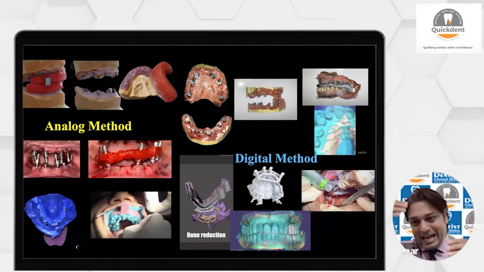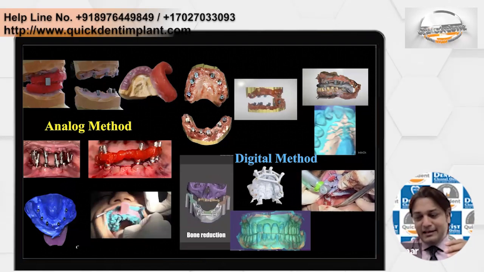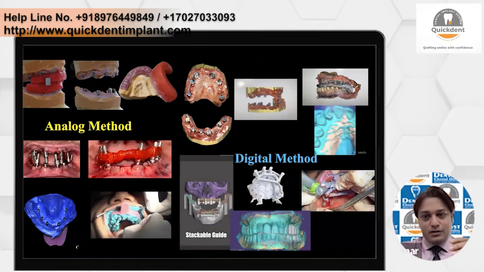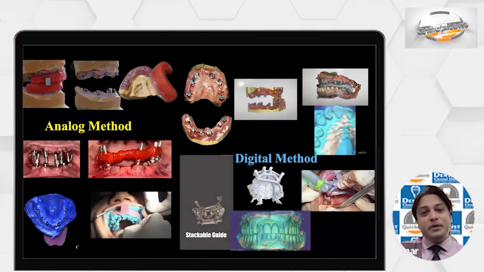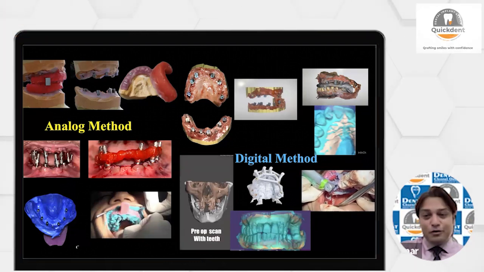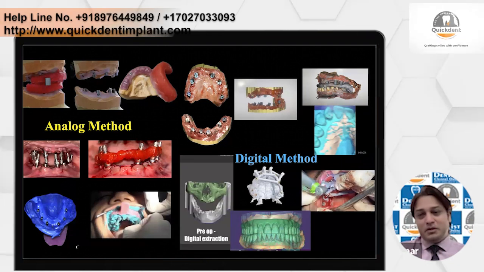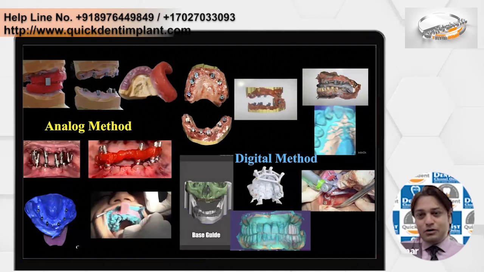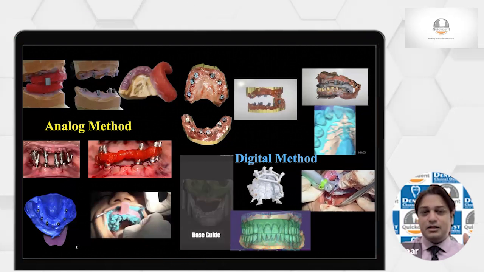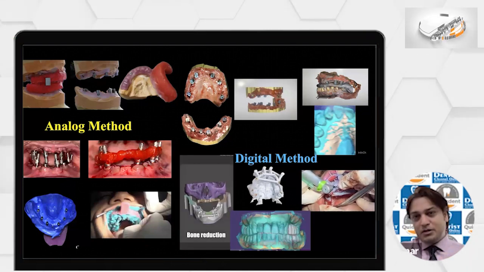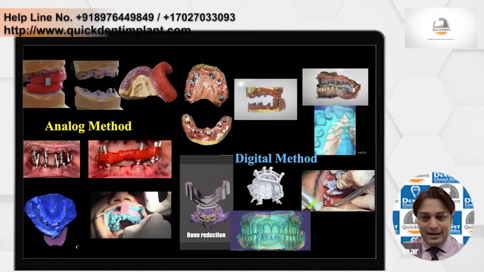If there is any error in your scanning or in the printing of your models, there is a chance you have to repeat with manual impressions in the patient's mouth. So you are coming back to the analog method. If you think that you don't need anything and will just learn a digital method, it's not the way. So digital and analog methods basically go hand in hand.